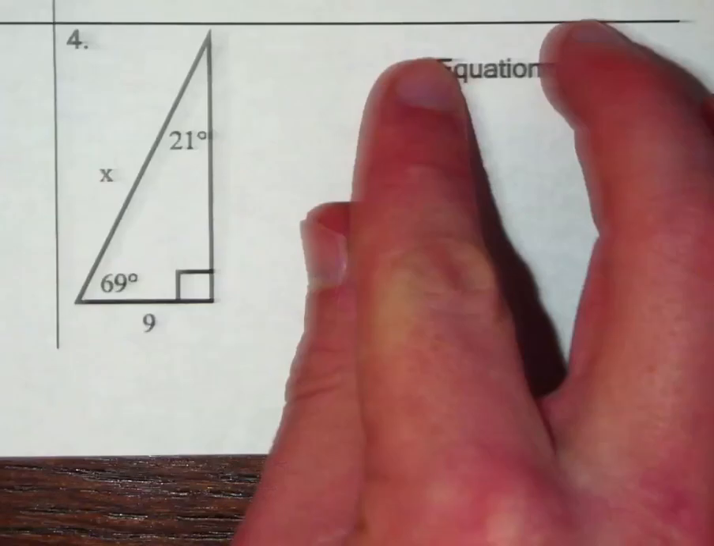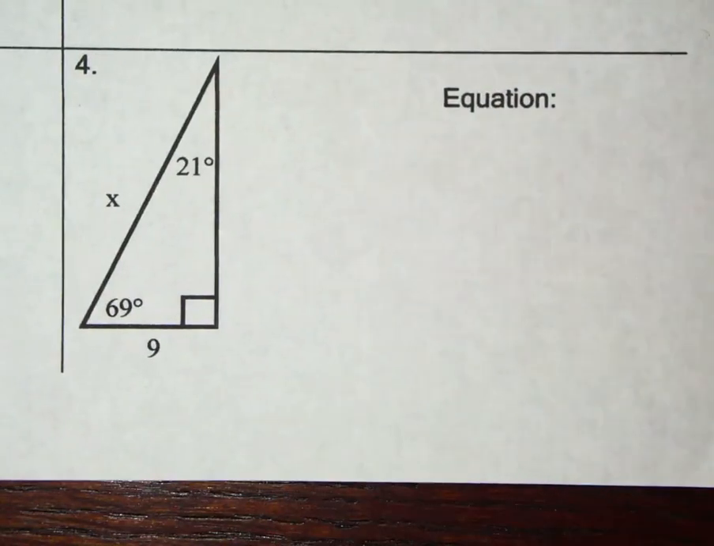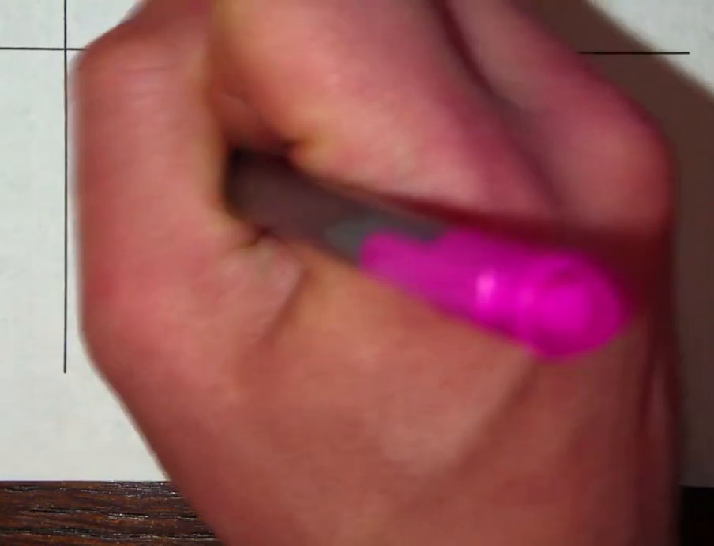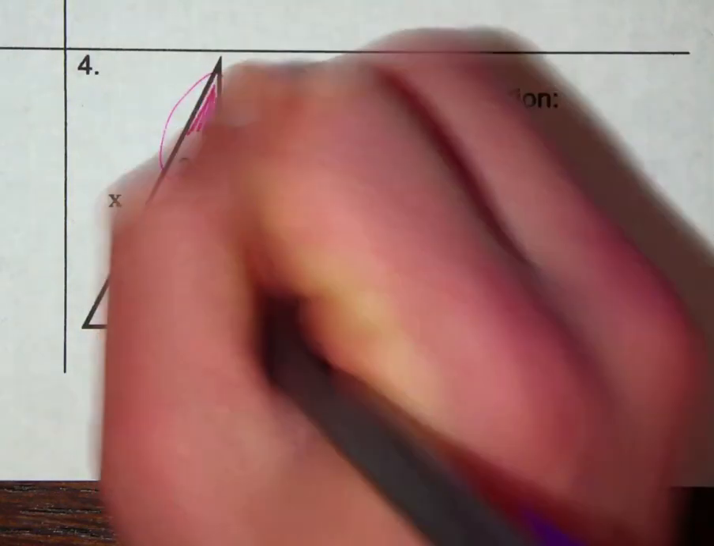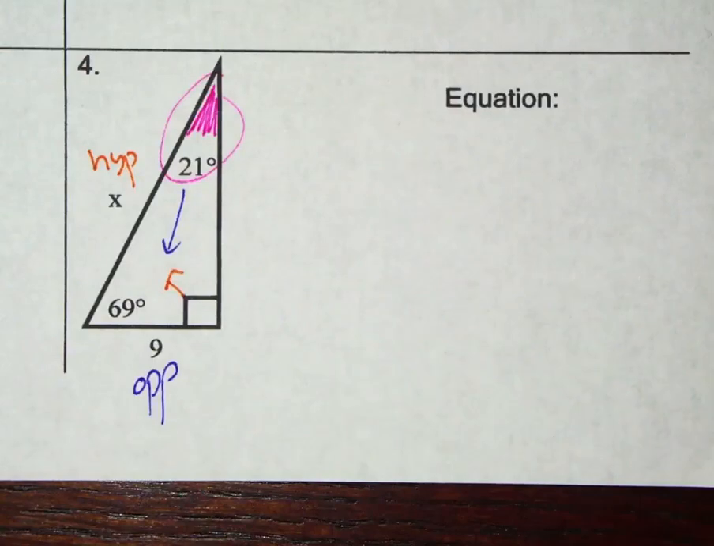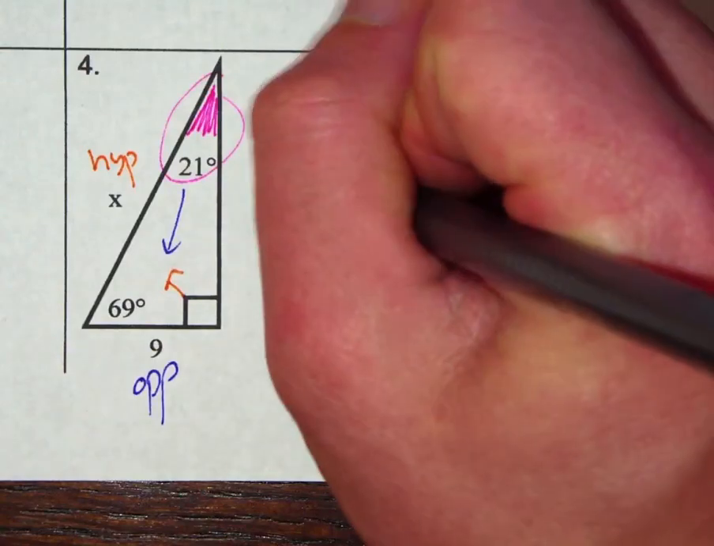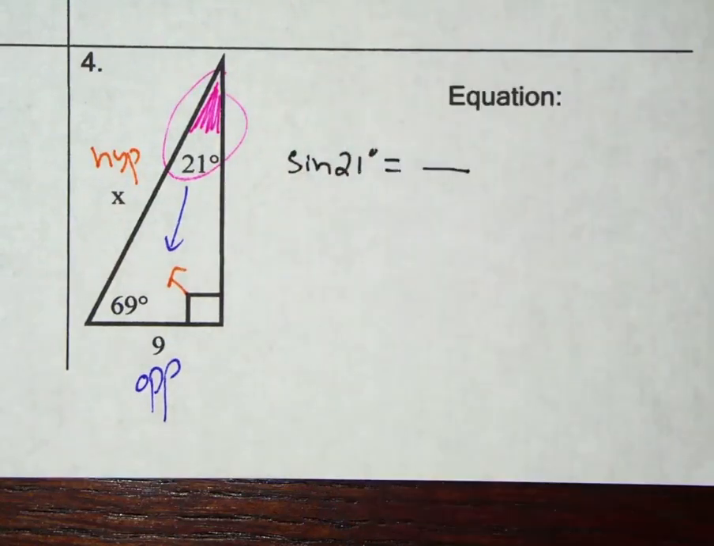Okay, last one. Pause it and try it. Here I go. And you might be confused. Which one do I use? Well, actually we can use both. Doesn't really matter. Why don't we start with this one? If we say that this is our reference angle here, then you can notice how they gave us the opposite from the 21 degrees, while the hypotenuse is what we're looking for. So for us, that means we're going to use sine of 21 degrees because that deals with the opposite over the hypotenuse.